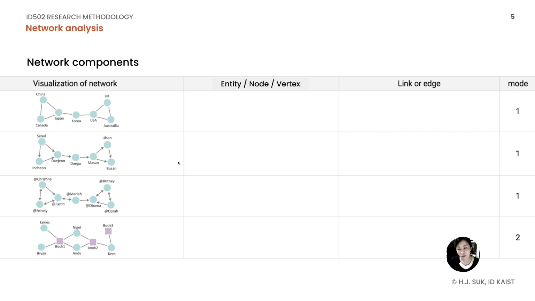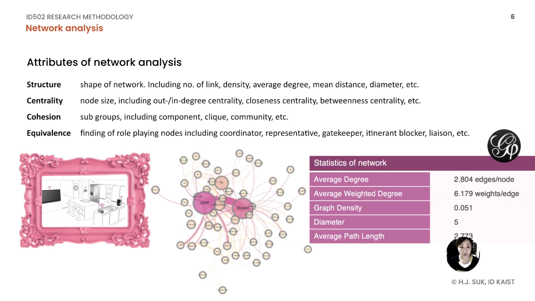And the first three visualized networks have one mode, which means they have one group of entities. But the last one has two groups of entities, so it has two modes. The first mode consists of people, James, Brian, etc. And the second mode consists of books. So who borrowed which book, and so on.